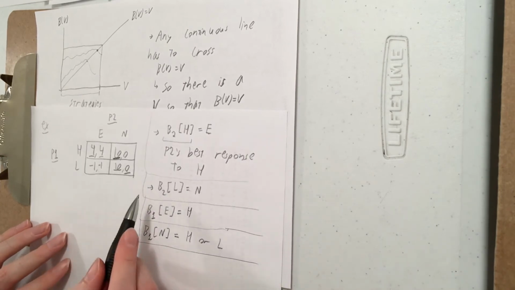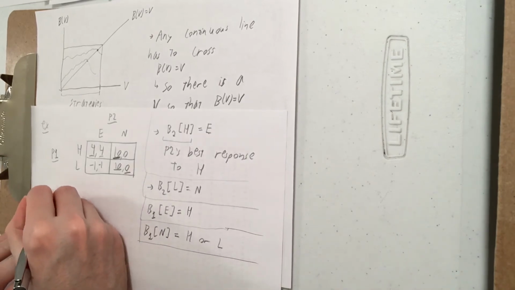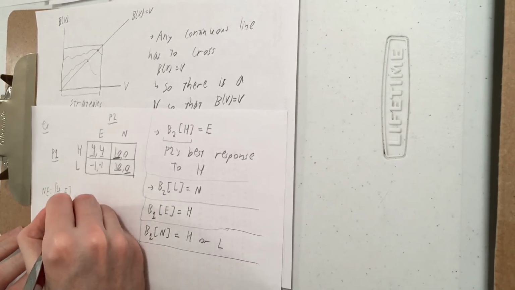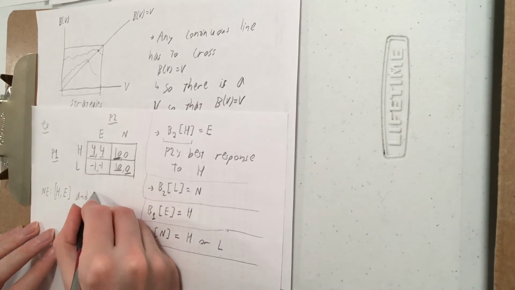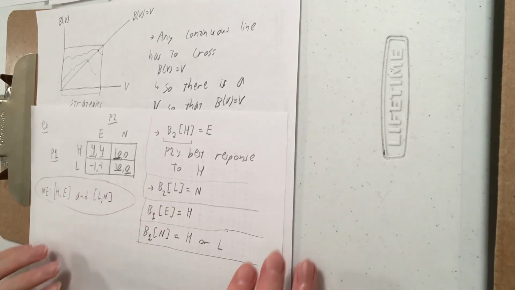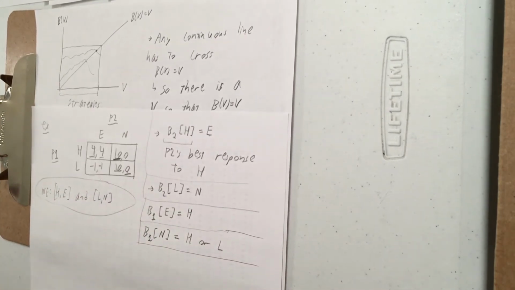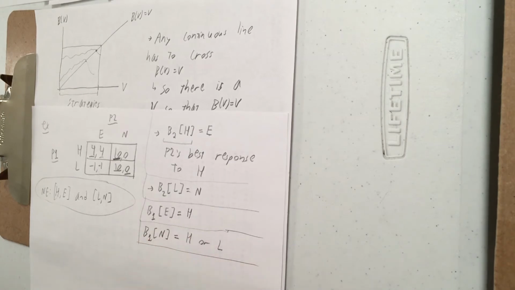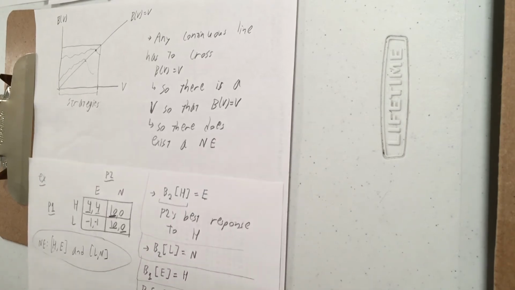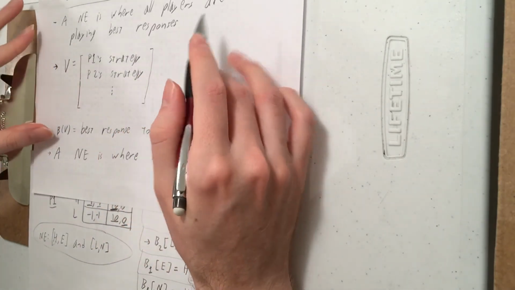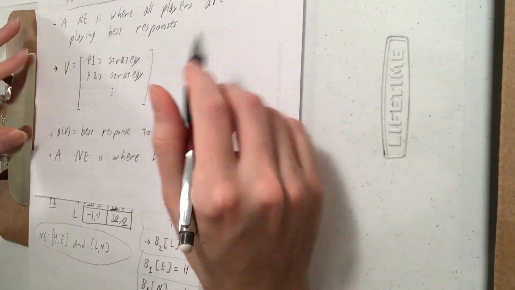So you can see from our best response analysis, we have 2 Nash equilibria. We have HE, and we also have LN. Now let's go and write our best response vector. So I got the individual best responses, what this player should do in response to that. To finish the job, I've got to stack it like this in this vector, so we have this B of V and V.